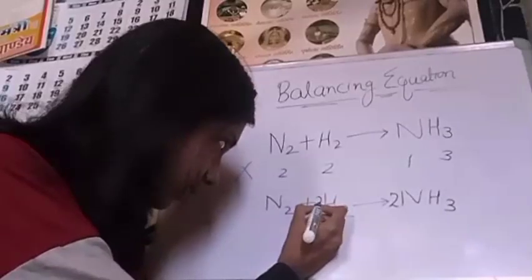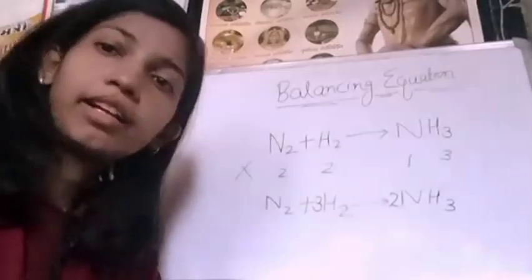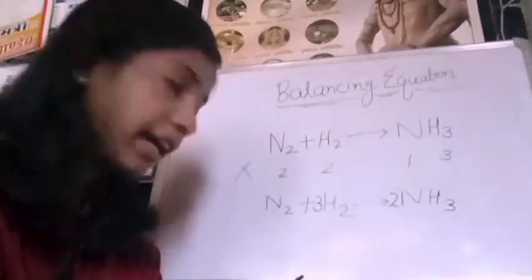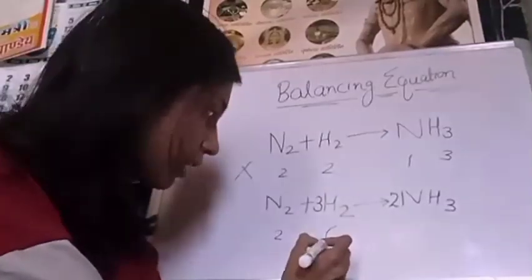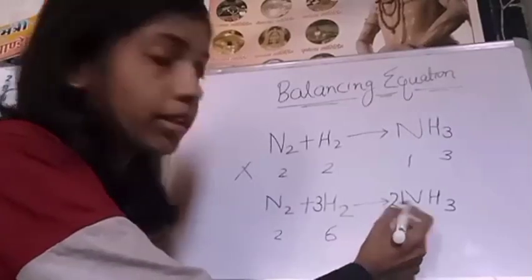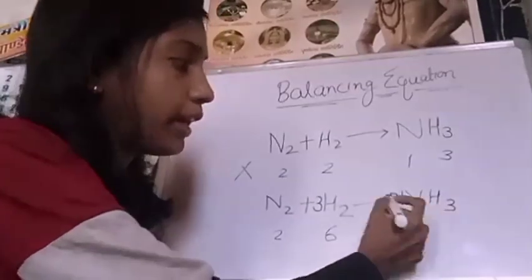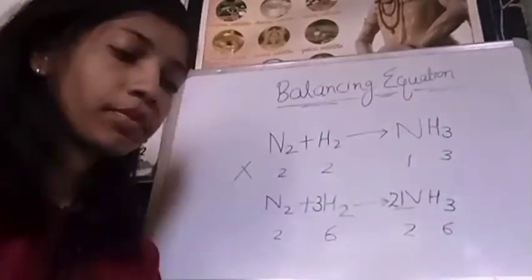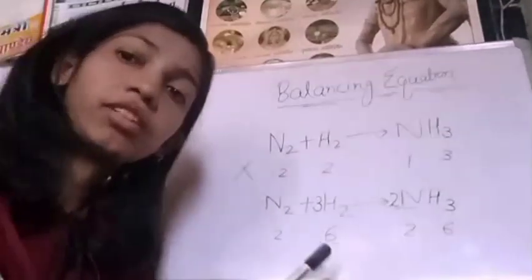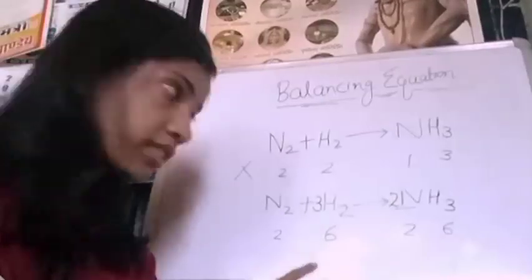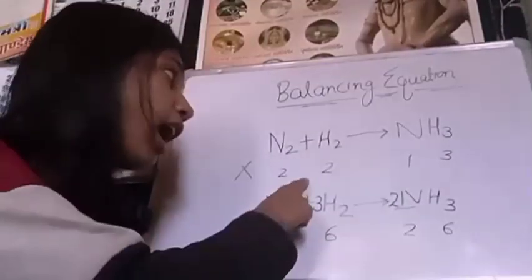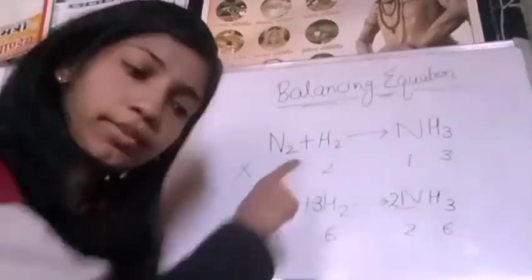Here we add 3. Let's count the items. Here is nitrogen 2, hydrogen 3 into 2, 6, nitrogen 2 and hydrogen 3 into 2, 6. So this equation is a balanced equation and the other equation is not a balanced equation. So I hope you understand how to balance the equation and how to find whether the equation is balanced or not.